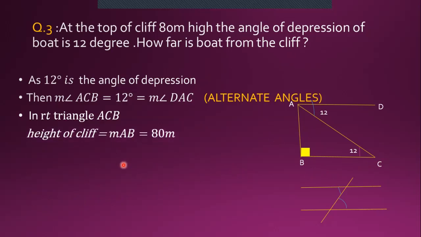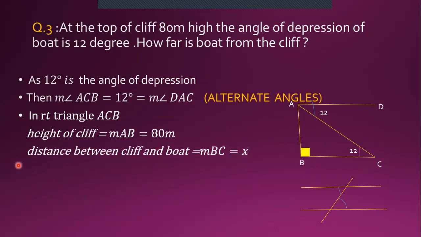Height of the cliff is represented by AB here, which is 80 meter. Distance between cliff and board is equal to BC, and I have taken it X. By using trigonometric functions, this 80 is perpendicular, and this BC is base, which is X. 80 over X is equal to tangent 12.